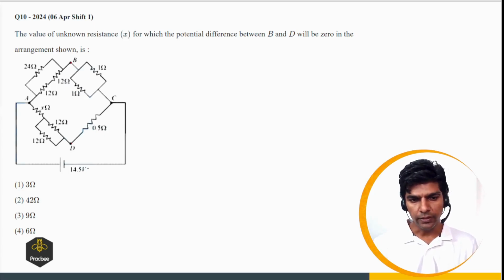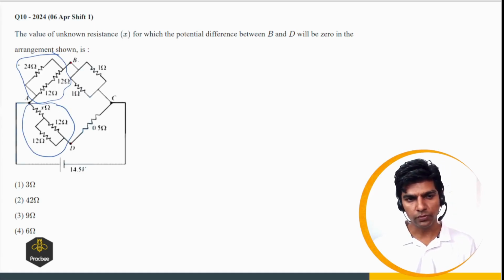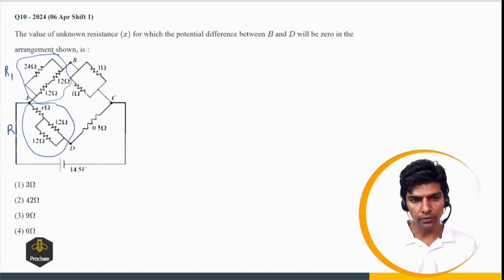So potential of B and D to be same, what we can say, we'll get an arrangement of balanced Wheatstone bridge if the potential of B and D are equal. So the resistance of this combination and the resistance of this combination, the ratio of these two, let me call this as R1 and this as R2, and this resistance as R3 and this as R4.